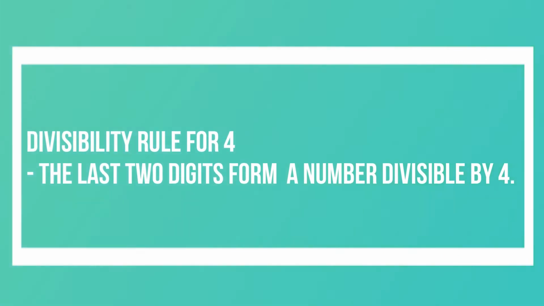The next divisibility rule we are going to discuss is for 4. How are we going to determine that a certain number is divisible by 4? All you have to do is take the last 2 digits of that number, and if the last 2 digits form a number divisible by 4, then that number is divisible by 4 also.